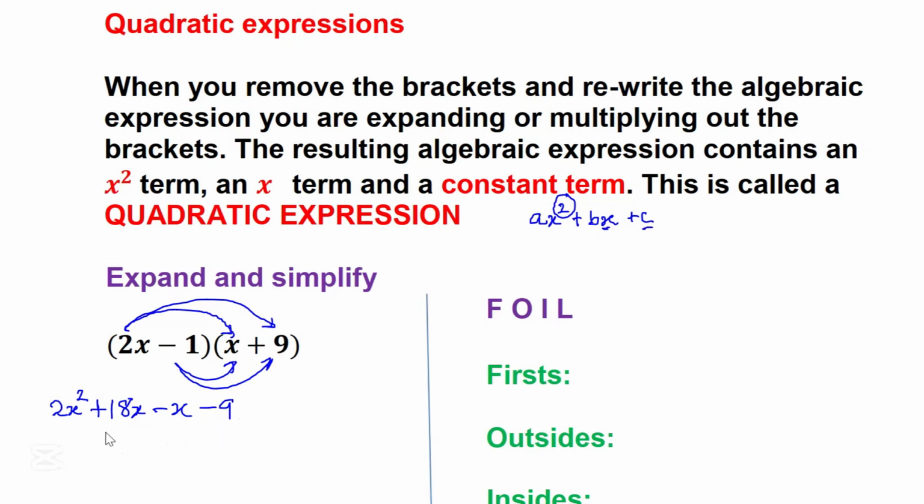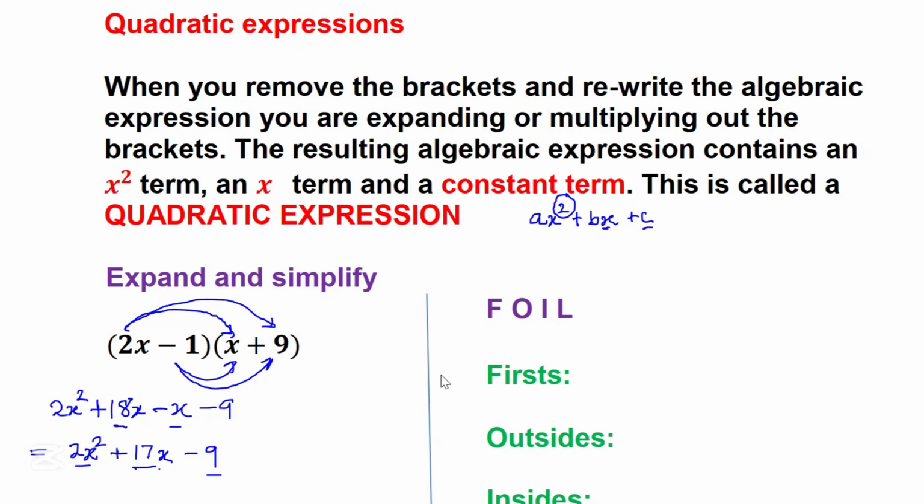So now the like terms here are 18x and x. So we have 2x squared. Now 18x minus x will be plus 17x, and then minus 9. So we're having this as a final answer, 2x squared plus 17x minus 9. Now, this is an example of what? A quadratic expression, involving the power 2, x squared, containing an x term and a constant.